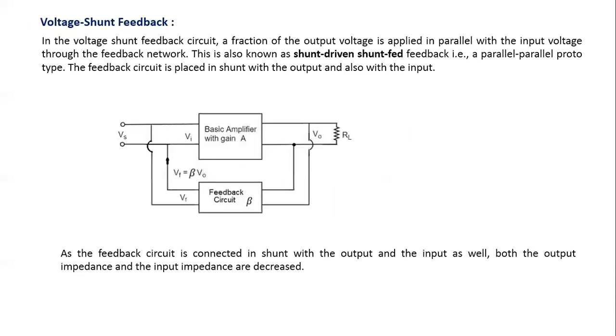In the second type, voltage shunt feedback connections, a fraction of the output voltage is applied in parallel with the input voltage through the feedback network, as shown in the figure. Sometimes we also call this circuit a shunt-driven or shunt feedback circuit, or a parallel parallel circuit. Because of these connections, the output impedance and the input impedance of the circuit decrease. So this block diagram indicates the voltage shunt feedback connections.